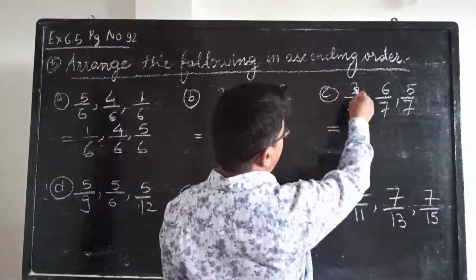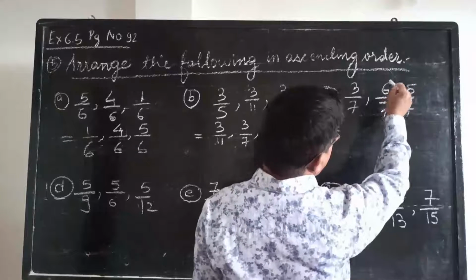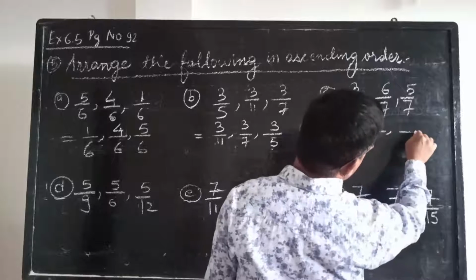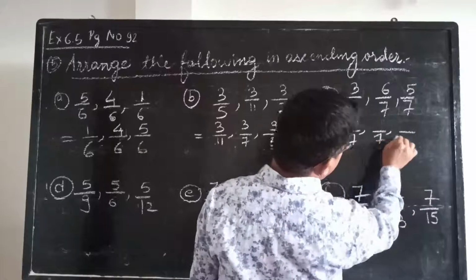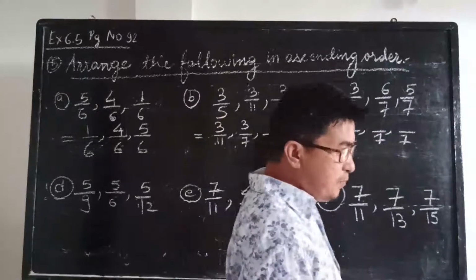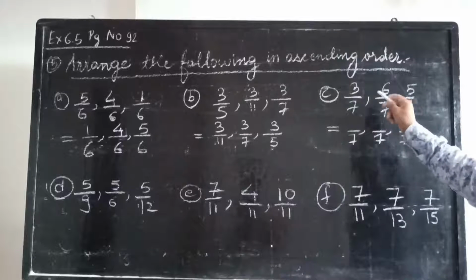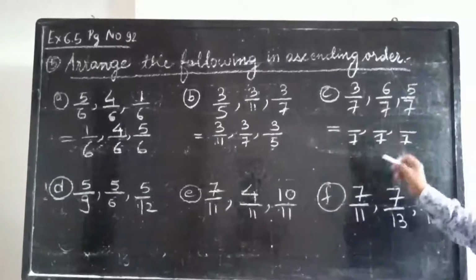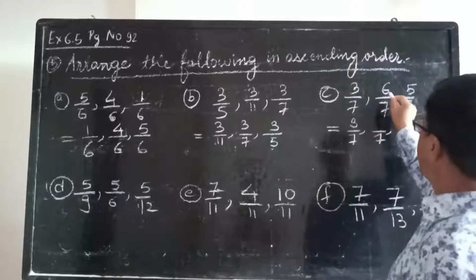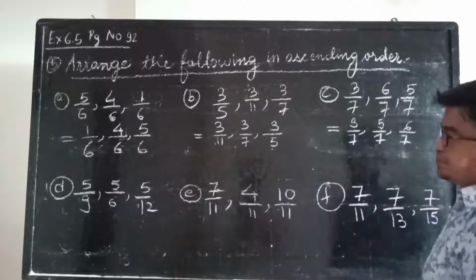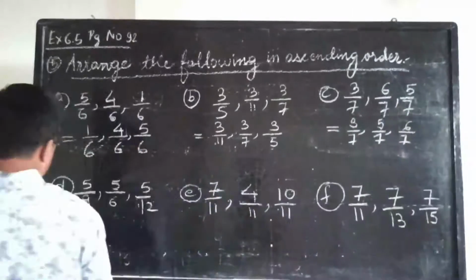Now C. 3 upon 7, 6 upon 7 and 5 upon 7. Now here, what is same? Denominator 7, 7, 7. When the denominator is same, the fraction having the smallest numerator will be the smallest and the fraction having the largest numerator will be the biggest. Now smallest here is 3, 6 and 5 which is small, 3. And 6 and 5 which is small, 5 and last one is 6. Now question D.